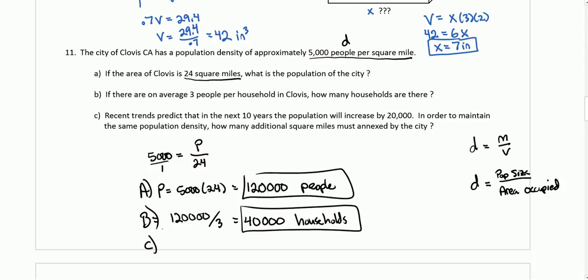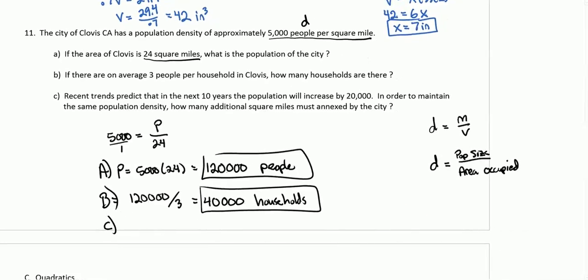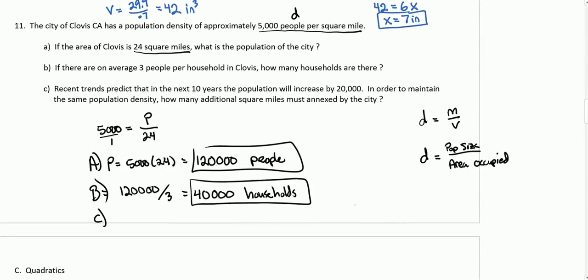And then part C, recent trends predict that in the next 10 years the population will increase by 20,000. In order to maintain the same population density, how many additional square miles must be annexed by the city? So if we add 20,000 to our population, so we're going to have 120,000 originally plus 20,000 more, divided by, I'll say, the area, and we want to keep the same population density, which is 5,000.